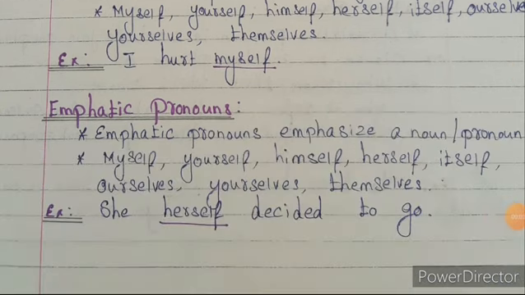Look at the next one, the emphatic pronouns. Emphatic pronouns emphasize a noun or pronoun. That is, it emphasizes either a noun or pronoun. Myself, yourself, himself, herself, itself, ourselves, yourselves, themselves. Look at the example: She herself decided to go. It emphasizes a noun, she herself. So look at the pronoun here, we have used herself. She herself decided to go.